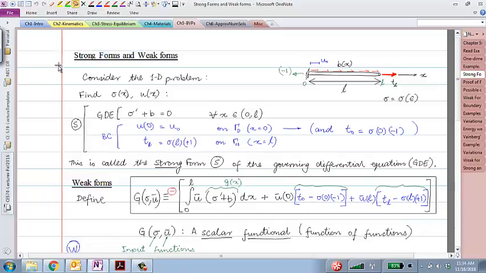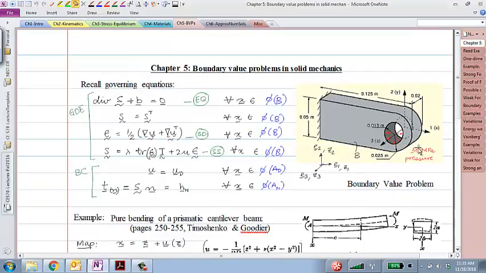All right, so very quickly, what we were doing before the quiz was we started off this chapter on boundary value problems. Essentially, what we are doing is we are trying to solve problems in structural mechanics where we now have all the equations that we need to be able to solve for displacements, stresses, and strains at every point in the body.